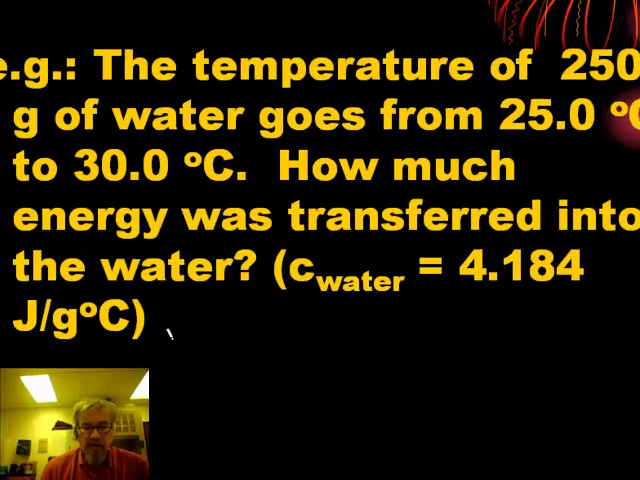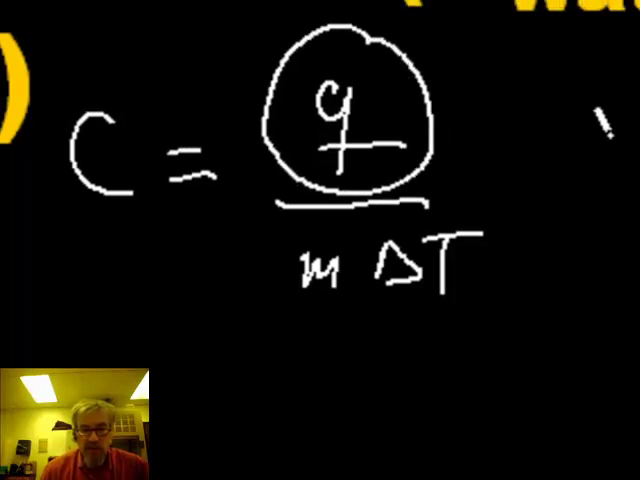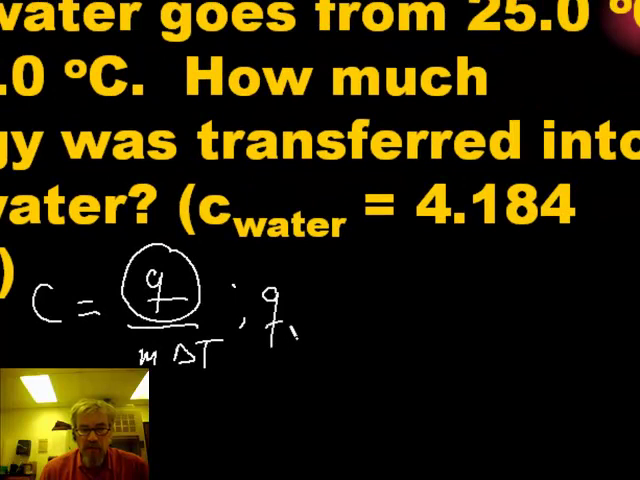Well, here's the definition. Specific heat is equal to Q divided by mass times temperature change. If we wanted to find out how much energy, it's Q that we're solving for. So we'll multiply both sides by mass times delta T and get this equation. Q is equal to C times mass times delta T. So now we'll plug our information in here.